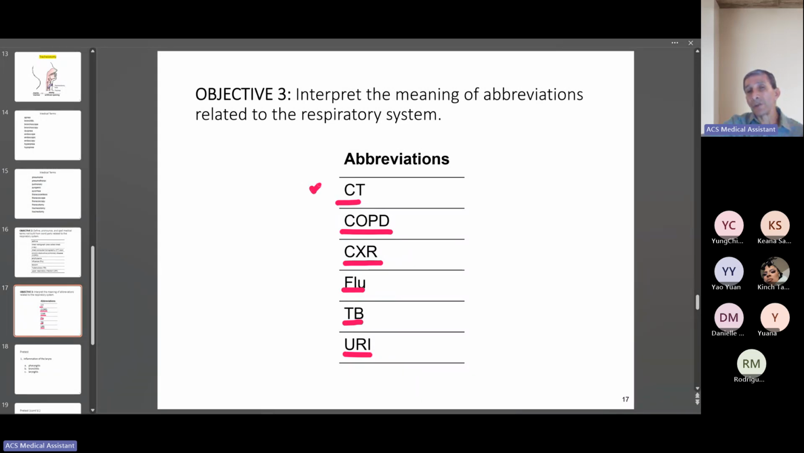The instruments that we use to check the respiratory system, another imaging report that we use for checking the lungs, chest X-rays. This is a condition of problems with breathing, which is the flu. This is a condition of the lungs, a bacterial infection that is called tuberculosis. And this is a condition of the upper structures of the respiratory system, URI, upper respiratory infection.